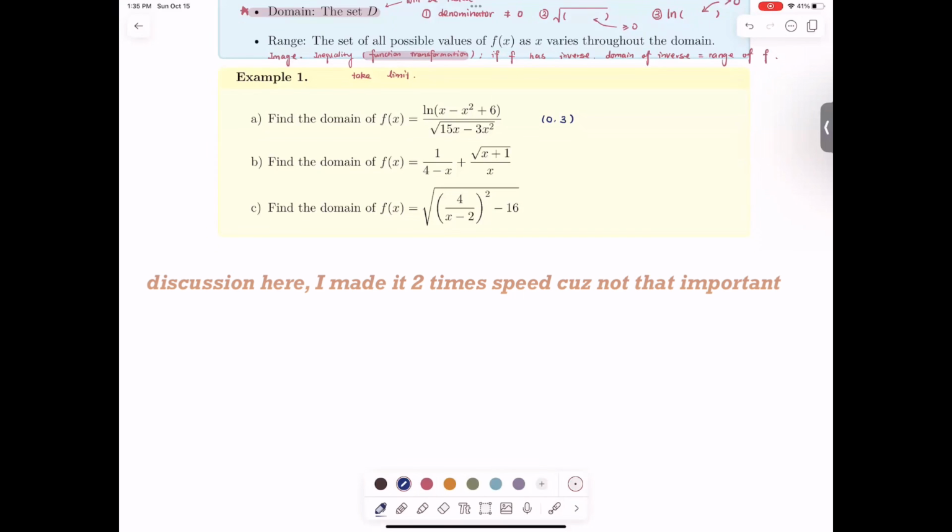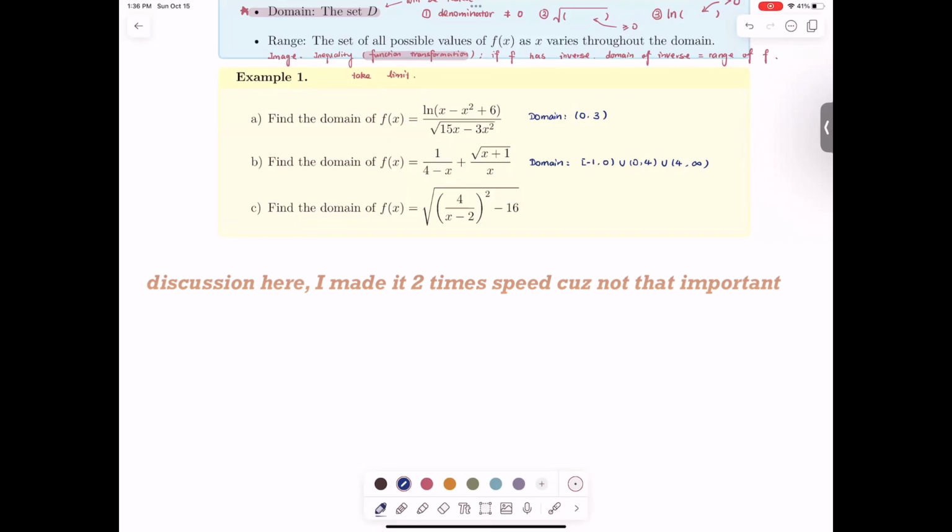B, what is your final answer for B? Are you too scared to talk now? This is domain. B is what? Domain is negative 1 to 0 union. Oh no. Okay, you guys have completely different answers again. One of you is correct. Anyone else want to share? I'm really worried now. Okay, two of you are correct. The correct answer is negative 1 to 0, union 0 to 4, union 4 to infinity. Okay, this is the correct answer.